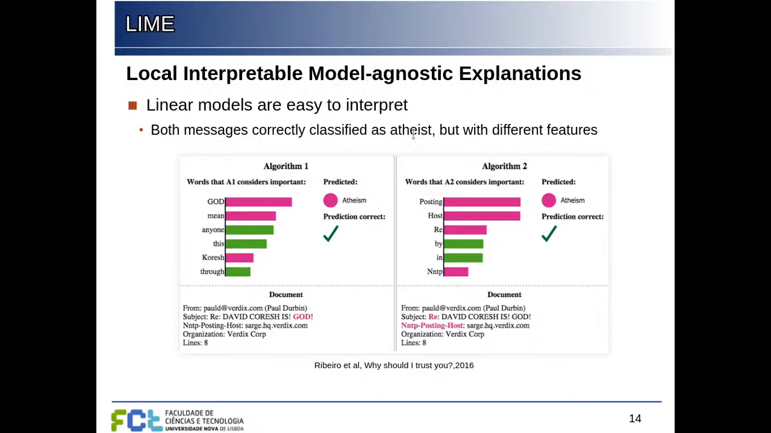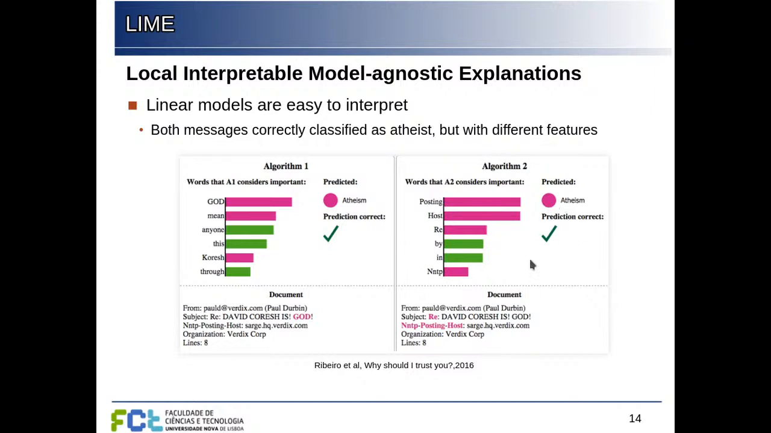Both of these models got the prediction right, that this post was defending atheism, but one of the models had these components, these features that were being used for this particular example according to LIME. Things like God, Koresh, David Koresh was a cult leader, and things like that. And the other was using words like re in the subject in response to something, NNTP, the protocol used, and things like that, pooling and so on.